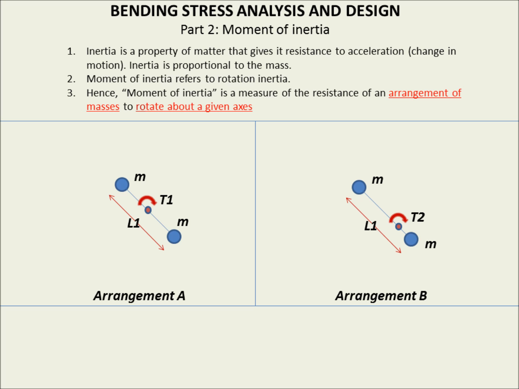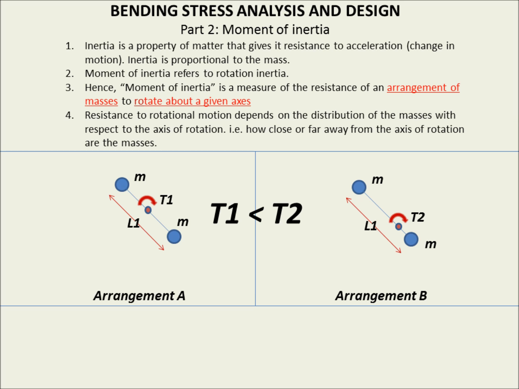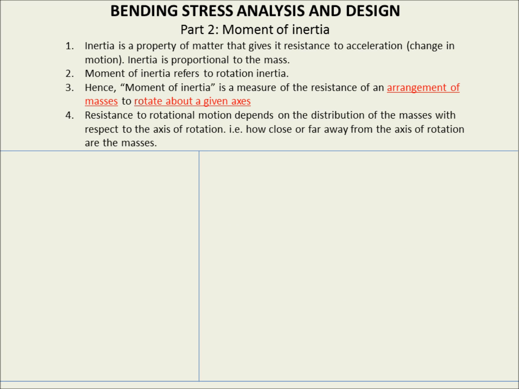Because again, if we can add a 0.4 to our series of facts here, it is that resistance to rotational motion depends on the distribution of masses with respect to the axis of rotation. That's how close or how far away from the axis of rotation are the masses, right? And we know that moment of inertia is a measure of the resistance of an arrangement of masses to rotate about a given axis. And it comes out from a description of the kinetic energy of a rotating system.